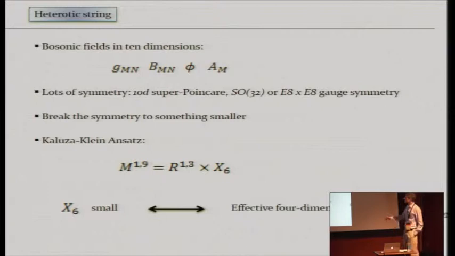Okay, so the story of Kaluza-Klein compactification is that at short distances we recover our 10-dimensional Lorentz invariance, but at long distances, distances which are large compared to the typical size of X6, we recover an effective 4-dimensional field theory. And we want to understand what kind of effective 4-dimensional field theory you can get by doing this type of compactification.